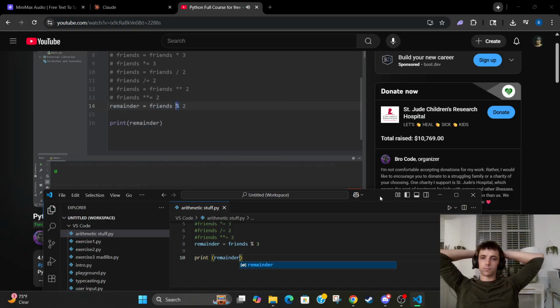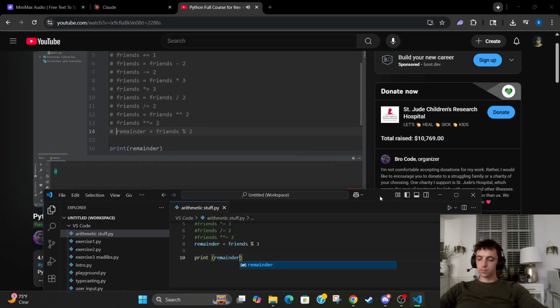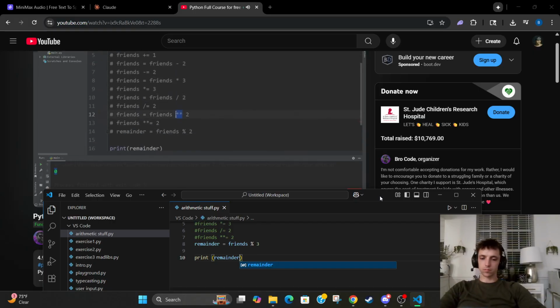It's fairly popular to use this operator to find if a number is even or odd, because it will divide by 2 evenly if that number is even. If the remainder is 1, that means that the original number is odd. Okay, so yeah, those are some basic arithmetic operators. Addition, subtraction, multiplication, division, exponentiation, then modulus.